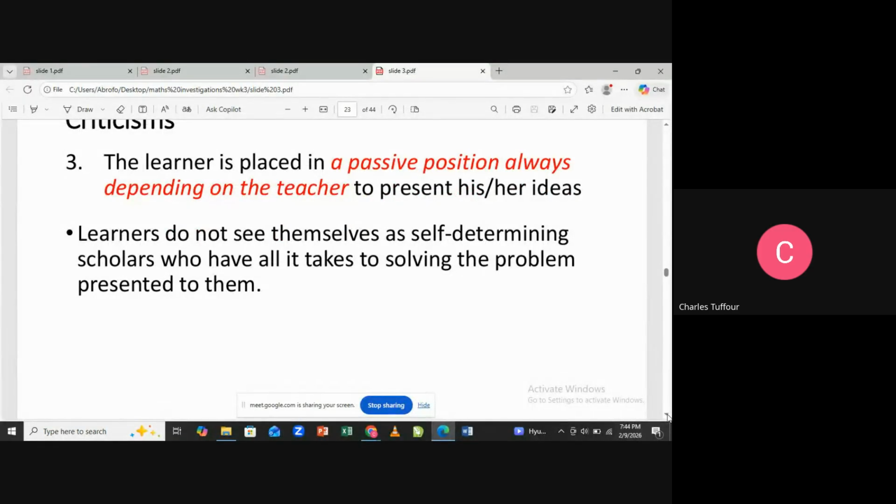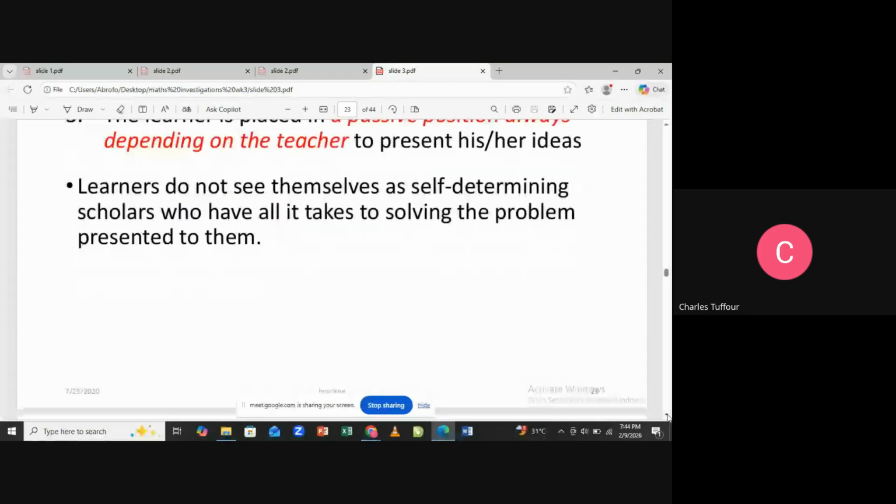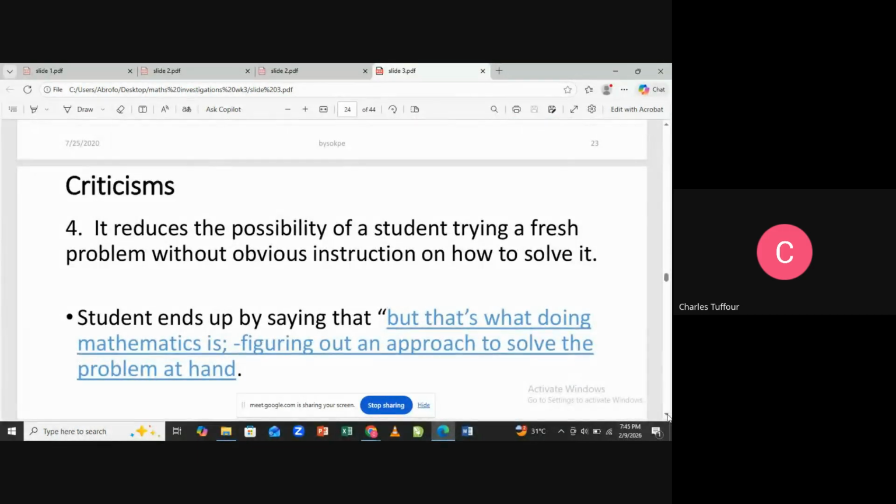Learners do not see themselves as self-determined scholars who have all it takes to solve the problem presented to them. And it is true. The math teacher is not in. Today, no math. It reduces the possibility of a student trying a fresh problem without obvious instruction on how to solve it. Sure, this student must meet a problem, and not be waiting for the teacher. He would have gone outside the box and found a method to solve it. When the teacher is always there, the possibility reduces.